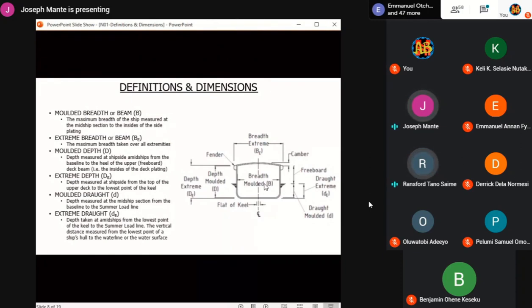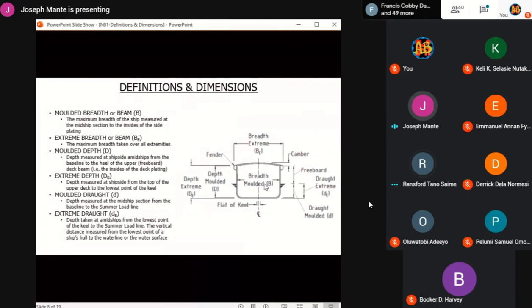So more or less, when you are designing, you should know your breadth, your length, your width, and it goes with that. Then we also have molded depth. When you talk of the depth, it's the vessel from the base to the top of the hull. So we are saying the depth is measured at ship side midship from the baseline to the heel of the upper, that's the freeboard deck.